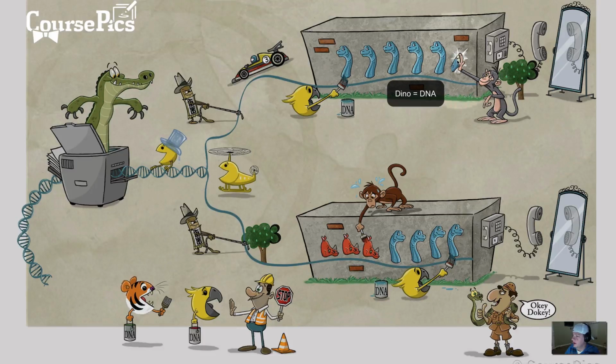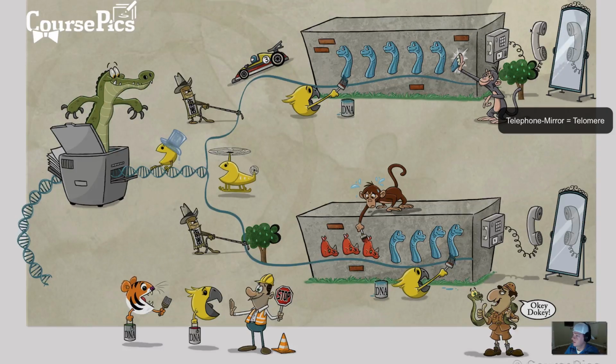Here, this new strand, this dino is giving this primase a high 5, so that represents the 5' end. And it goes from a 5 to a 3. And if you notice, you see this telephone mirror, and of course that represents the mirror. So that's the lead strand.